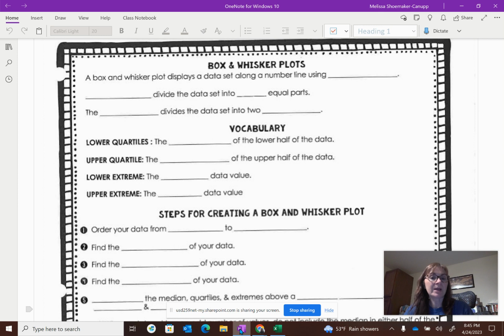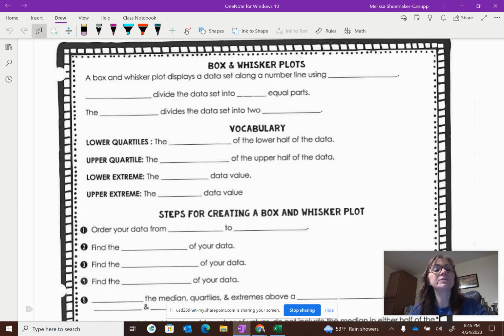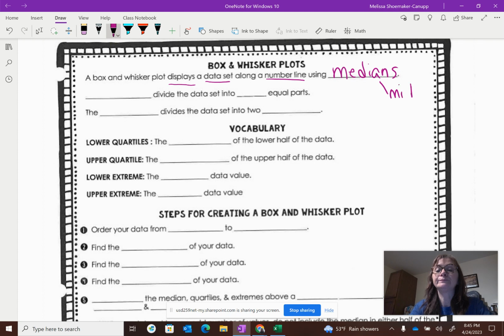So first we're going to knock out all the vocabulary and figure out exactly what a box and whisker is. A box and whisker plot displays a data set along a number line using medians. Okay, when we put those numbers in order and we mark them out to find the center. Quartiles, this is a new sentence.